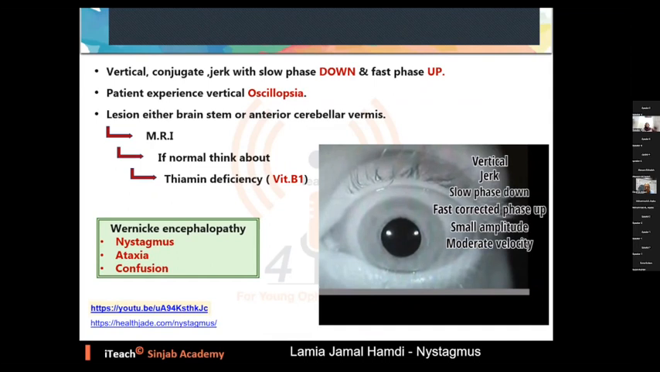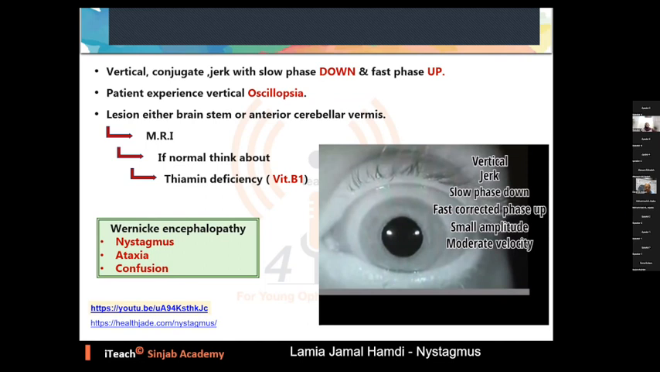So when we see this type of nystagmus, we think about a lesion in the posterior segment, either brainstem or anterior cerebellar vermis. We do an MRI for this patient. If it is normal, think about vitamin B1 deficiency, called Wernicke encephalopathy, characterized by nystagmus, ataxia, and confusion.